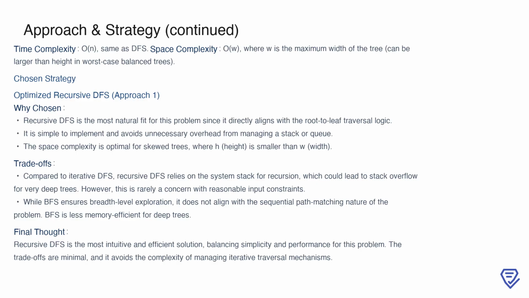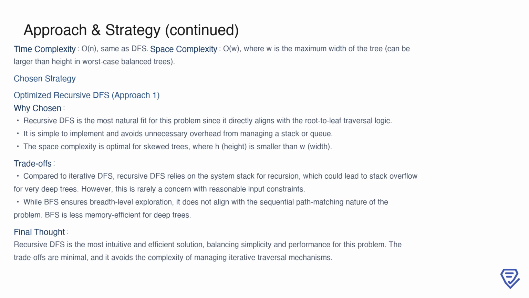One trade-off of recursive DFS is the reliance on the system stack, which could result in stack overflow for extremely deep trees. However, given reasonable input constraints, this is rarely an issue. Ultimately, recursive DFS balances simplicity and performance, making it the most intuitive and effective solution for this problem. Its minimal trade-offs allow us to solve the task efficiently while keeping the implementation clean and focused on the root-to-leaf traversal logic.